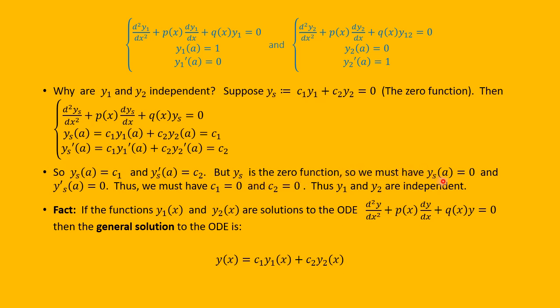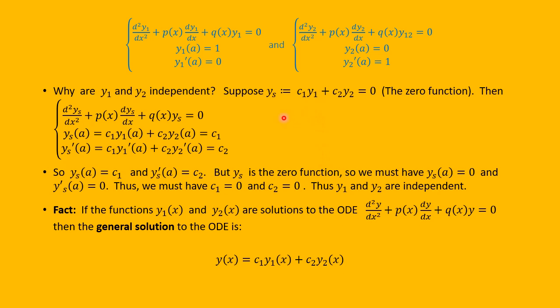So we must have that y sub s of a is 0 and y sub s prime of a is 0. The zero function evaluated at a and the derivative of the zero function evaluated at a have to be 0. Differentiate a zero function, a function that's 0 for all x, you just get 0 back. So let's see. Here we have y sub s of a is c1. Here we have y sub s of a is 0. So that must mean that c1 was 0. We also have that y sub s prime of a was c2, but y sub s prime of a equals 0. So that forces c2 to equal 0.